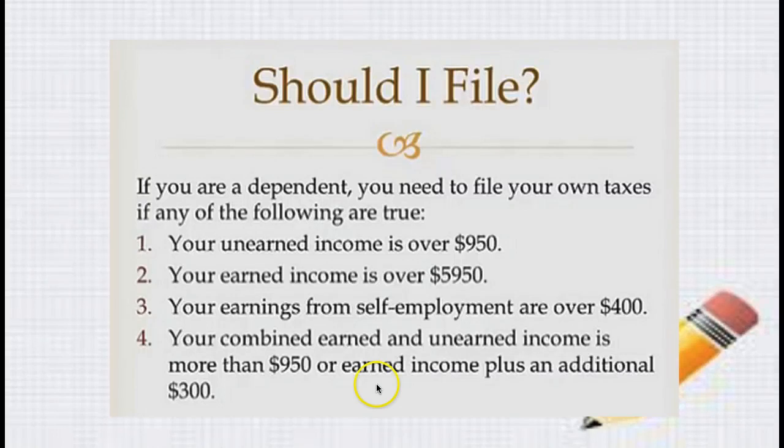If you have some self-employment income, and we've talked about that, if it's over $400, you'll need to file. And finally, if your combined earned and unearned income is more than $950, or earned income plus an additional $300, you'll need to file taxes. So think about if any of these are true for you. If they are, then this will be important for you because you'll need to learn how to file your taxes.